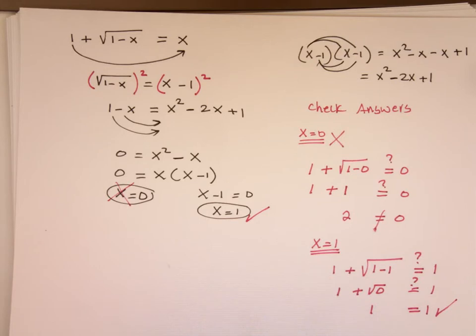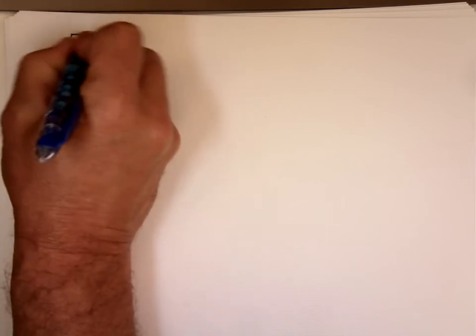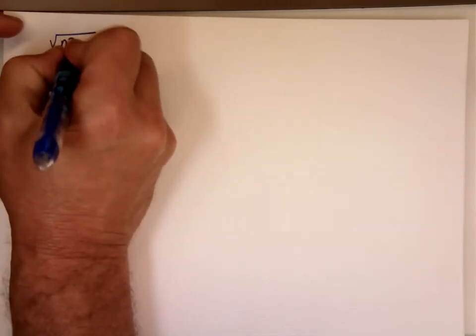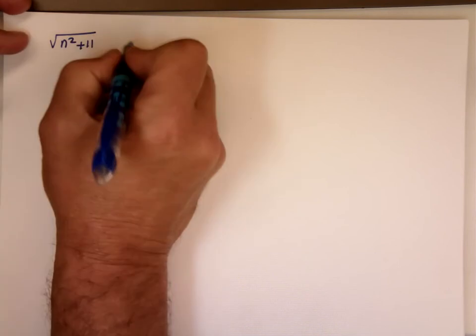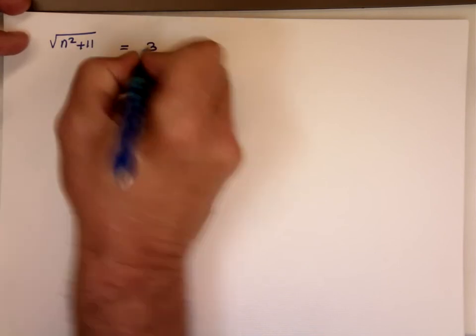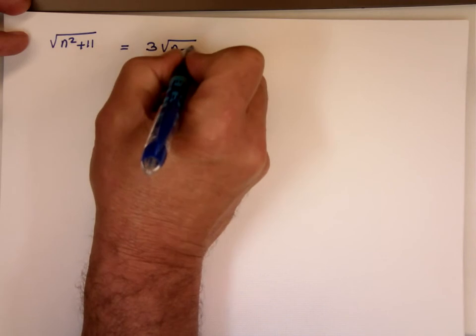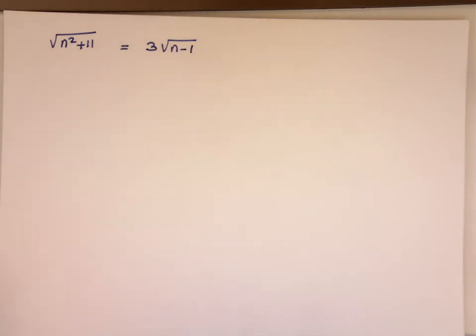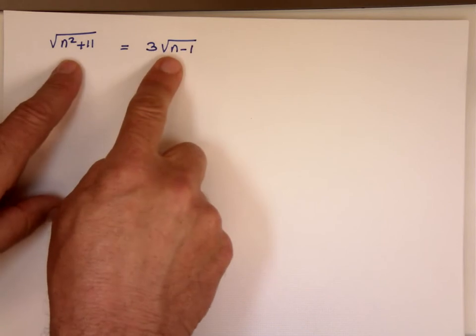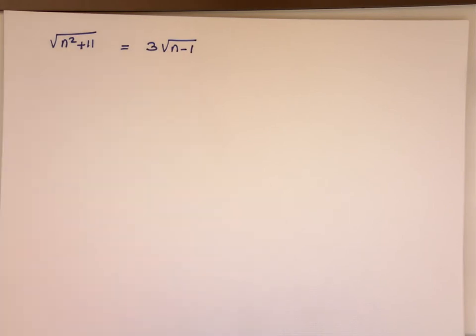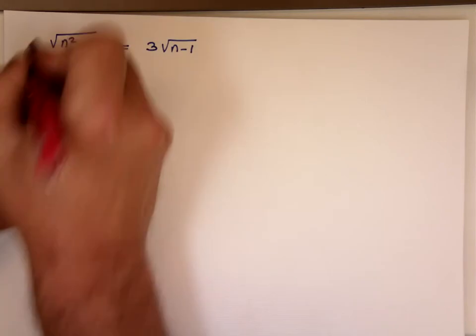Let's try another one, last one, with radical equations. Let's say we have this one, n squared plus 11 equals 3 times the square root of n minus 1. Again, the good news here, we have the square roots isolated, one on each side. They were nice to us. So now let's square both sides.